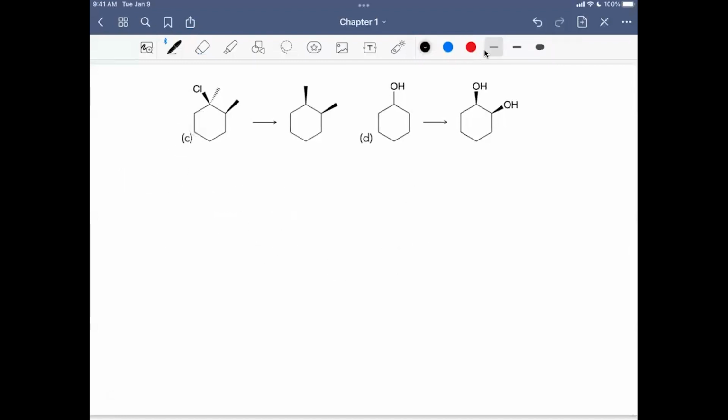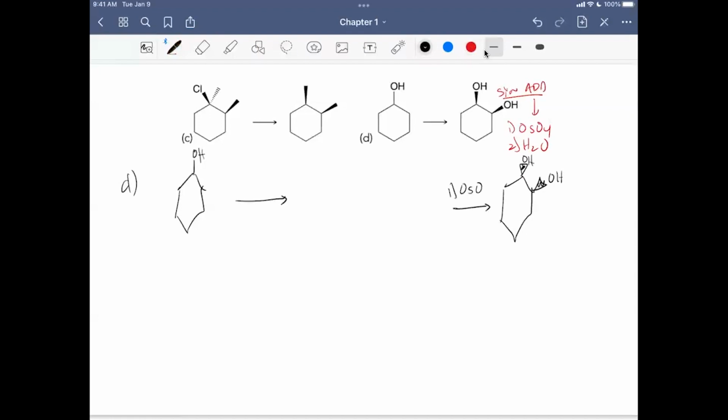Now let's focus on D. For D, we're starting with an alcohol, so an OH group on top, and then we're ending with two OH groups that are syn addition. So that's very important. We need to choose a reagent that's syn addition, and we only have really one that we learned. It's that OsO4, H2O. So we know we have to use that. So let's write that on our products. We have OH, another OH, and we know our reagent has to be OsO4 and H2O.